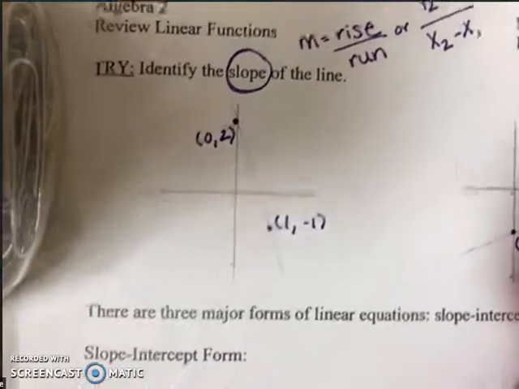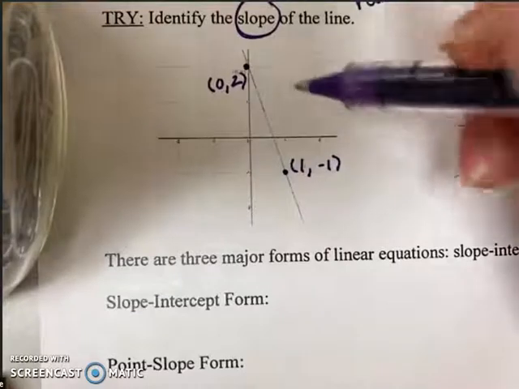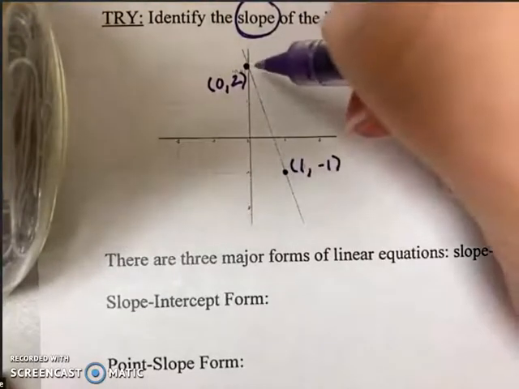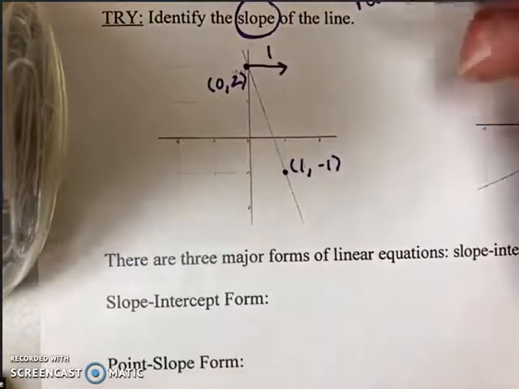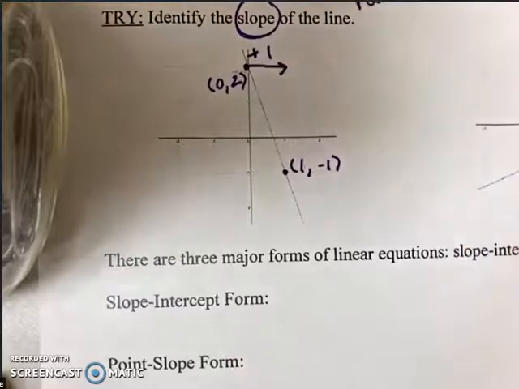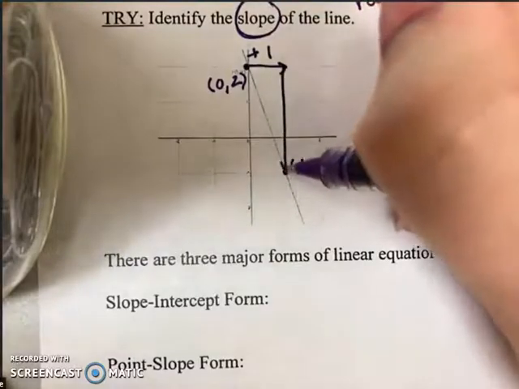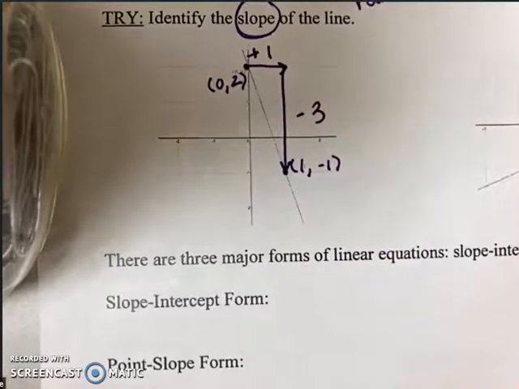Let's start with the first graph. If I were looking at this graph right here, I'd notice to get from the point (0, 2) to (1, -1), I would need to move right one unit, which is a positive movement, because moving right or up would be positive. And next I would have to move down 3 units. Now moving down or moving left would be a negative movement.